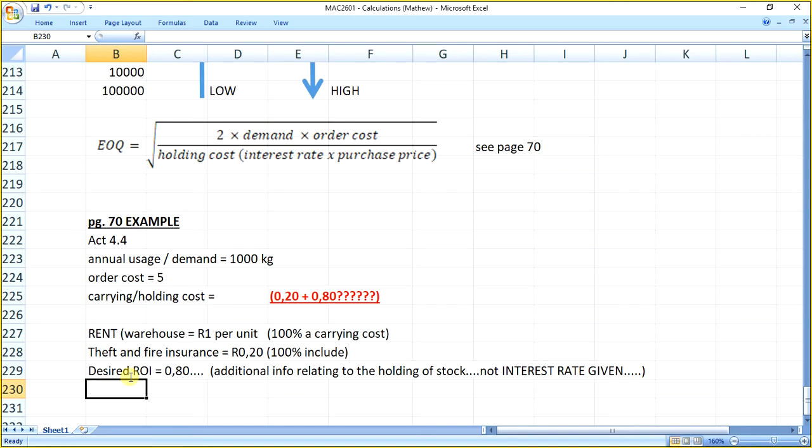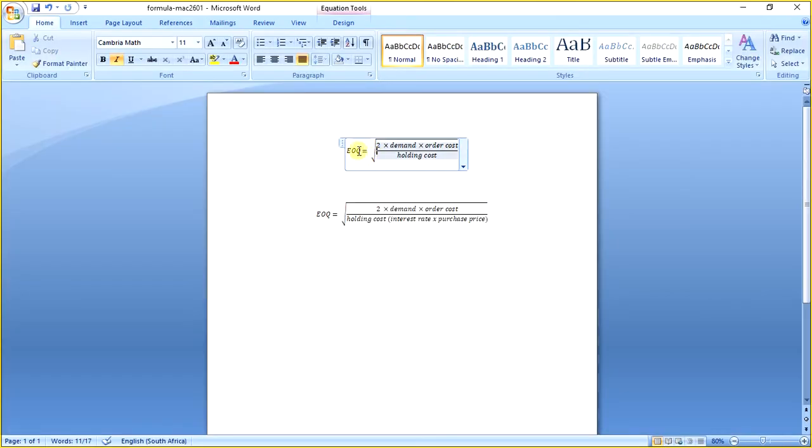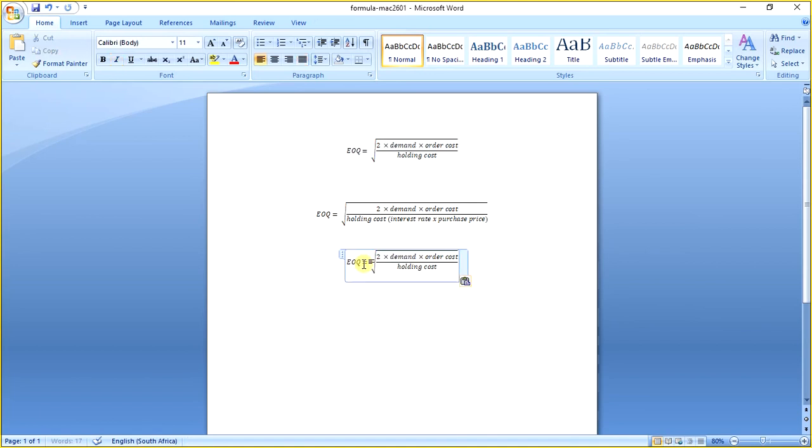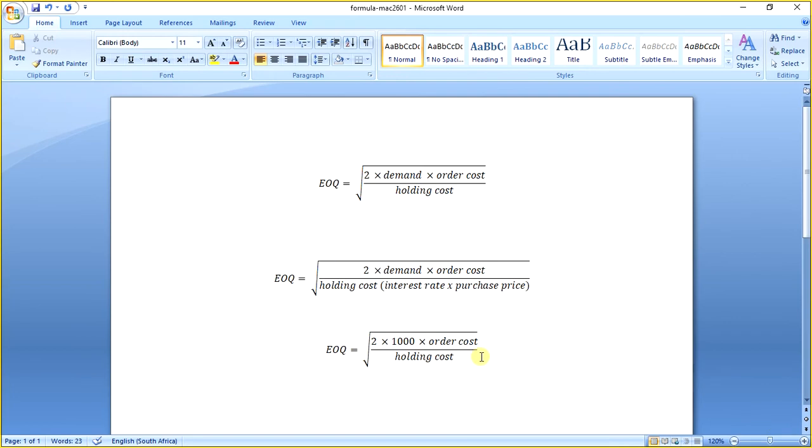Yes, 100%. So not the best of examples in terms of wording. Maybe the next one will be better. Activity, I would have done it this way. If I had to show working, I would show 2 times 1,000 times an order cost of, what is the order cost here again? 5. Yes. Then the holding cost I would have shown 1 plus 20 cents. That's what I would have shown. Okay, let's show both.